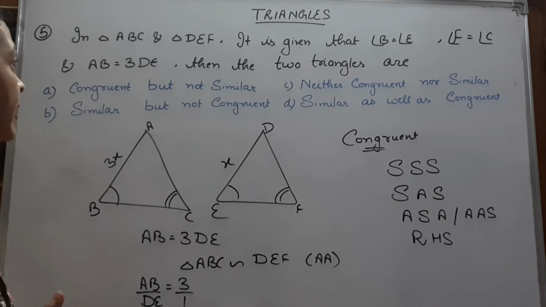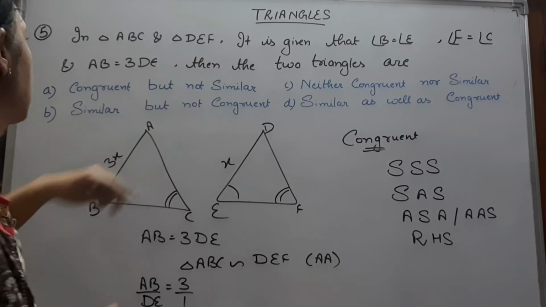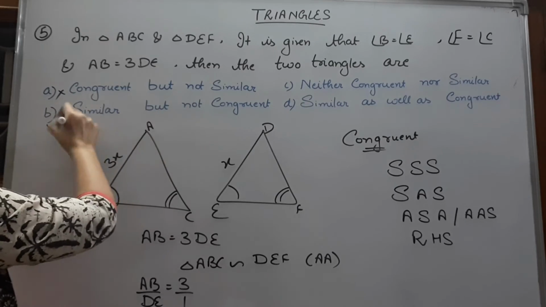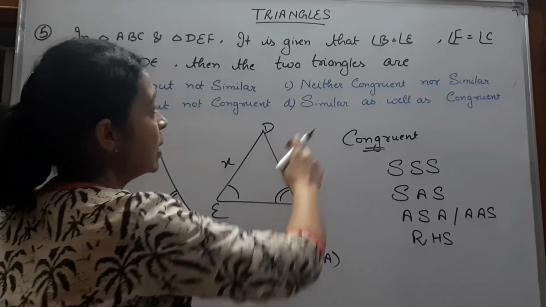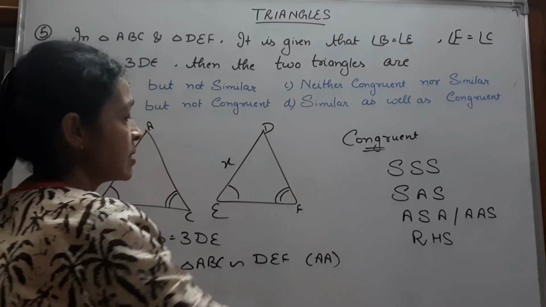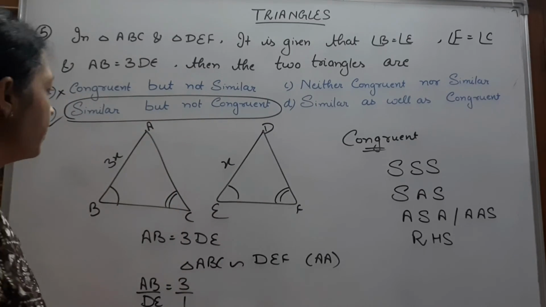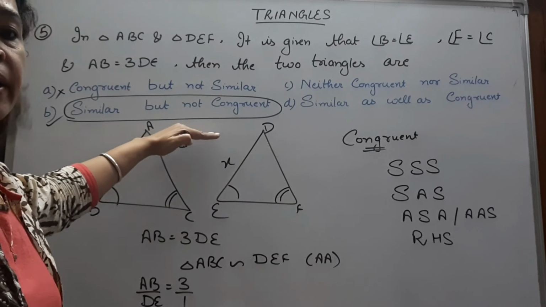So which option is correct? Congruent, not congruent but not similar, this is wrong. Similar, triangles are similar but not congruent, this is correct. Neither congruent nor similar, again wrong. Similar as well as congruent, this is again wrong. So which is our correct answer? Option B. These two triangles are similar by AA criteria but not congruent.